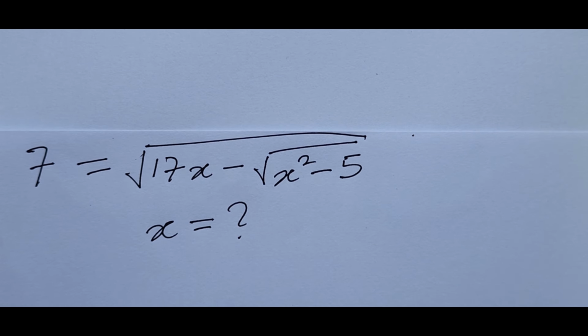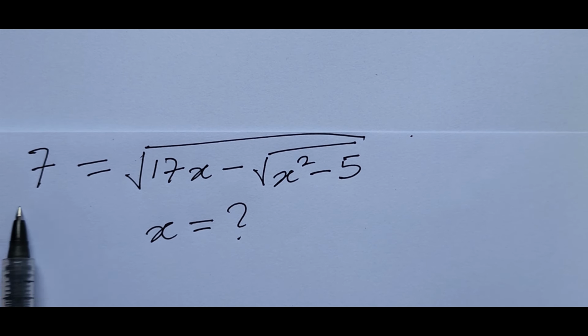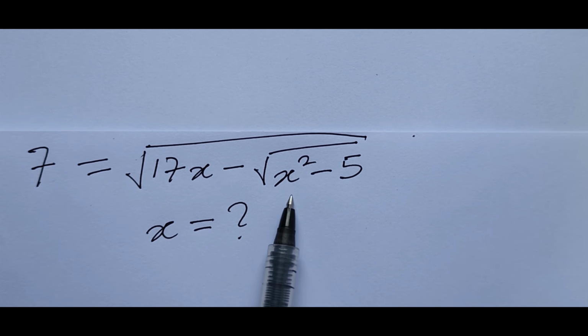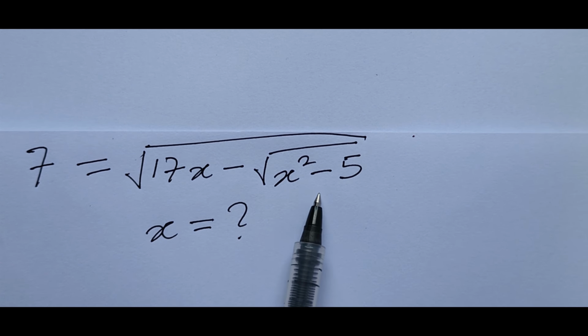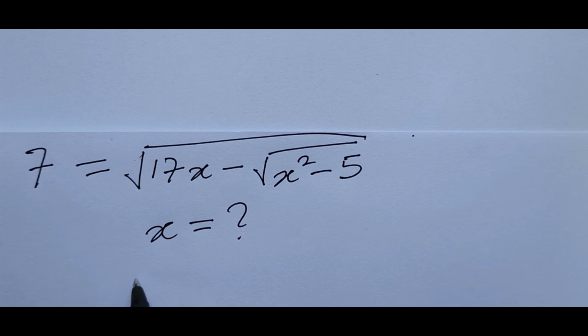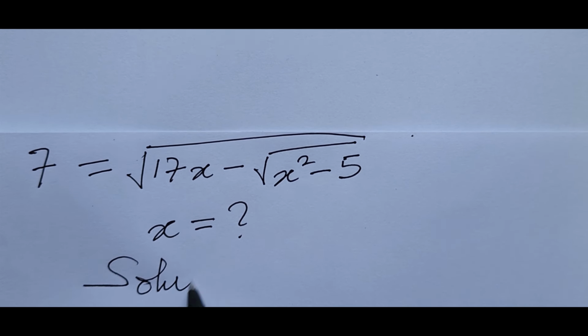We have this radical equation. The question is 7 equals the square root of 17x minus the square root of x squared minus 5. What is the value of x that will satisfy this equation? So this is pretty easy. So let's take our solution first thing.